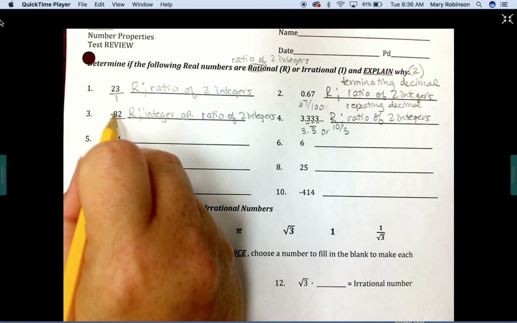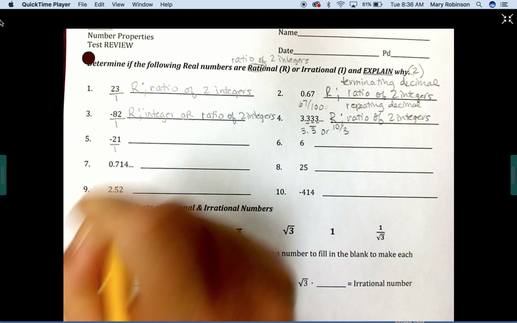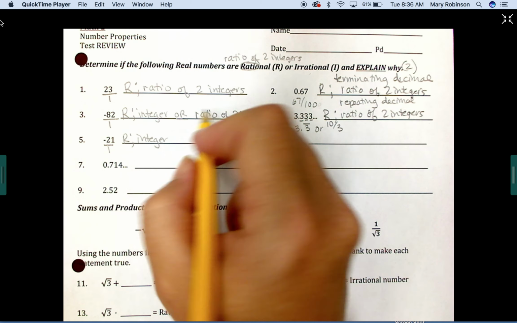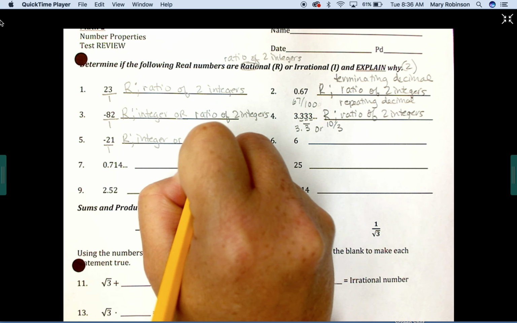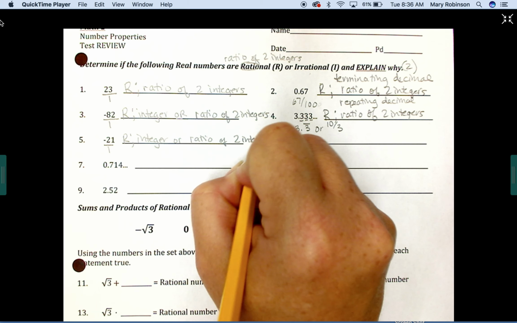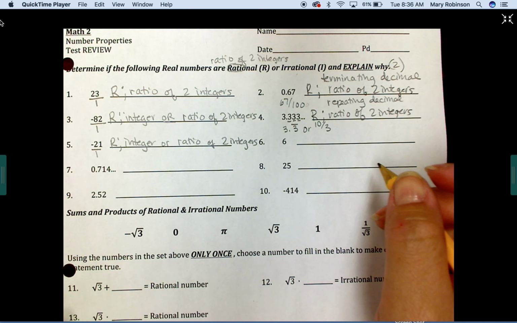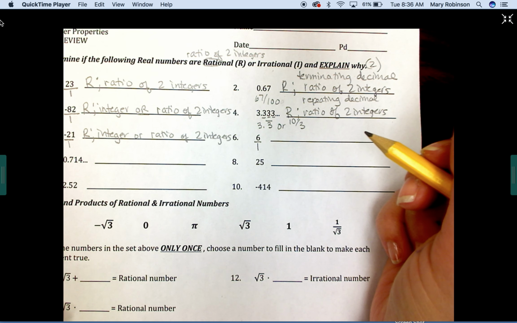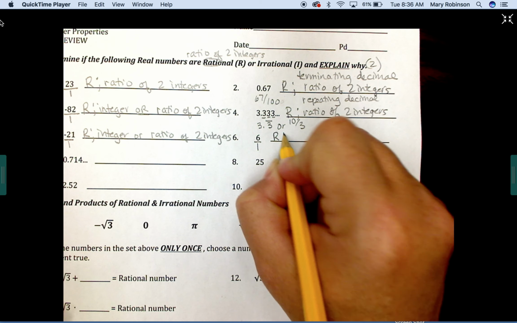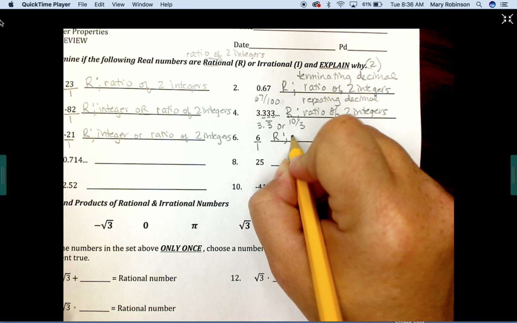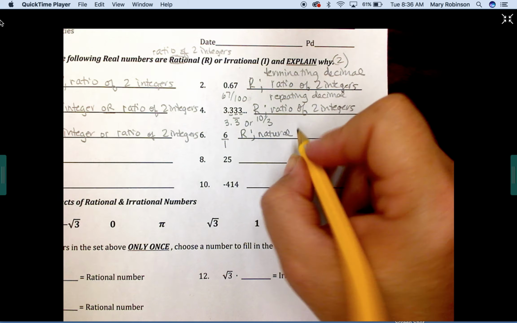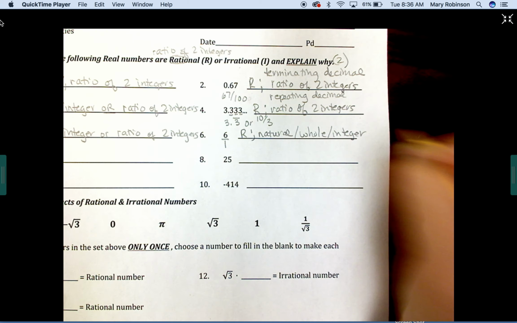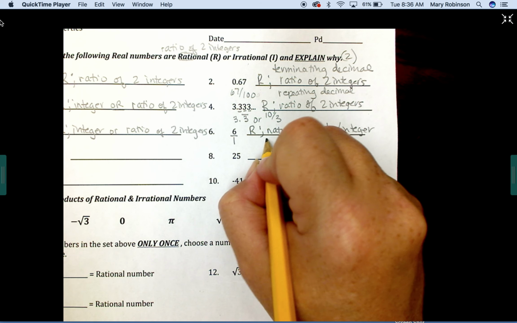Negative 21 is like number 3. It is an integer. Or again, you can say ratio of 2 integers. Number 6, this is a natural number, which is also a whole number, which is also an integer, so it is rational. So you can say it's a natural number. You could call it natural, whole, an integer. Any of these would work. Or you could simply say ratio of 2 integers.